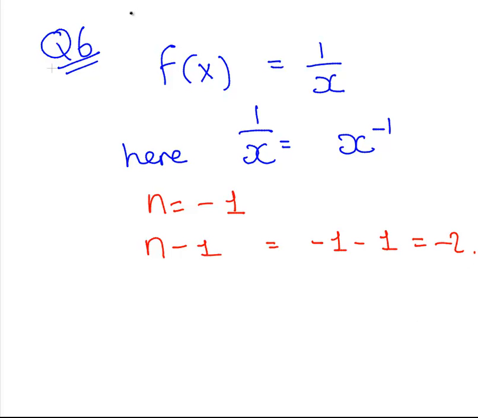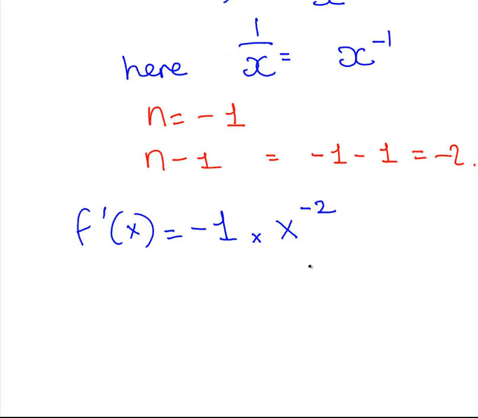So what we have here is f prime of x is n, so that's minus 1, times x to the power of n minus 1, which is minus 2. So x to the power of minus 2 is equal to 1 over x squared. So essentially what we end up with is minus 1 over x squared. That is the full answer there.